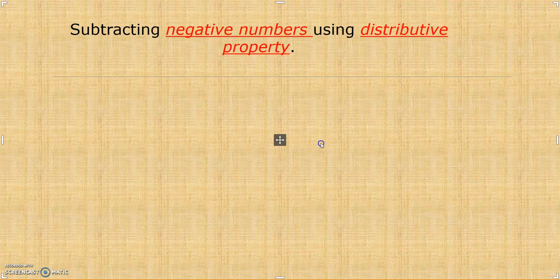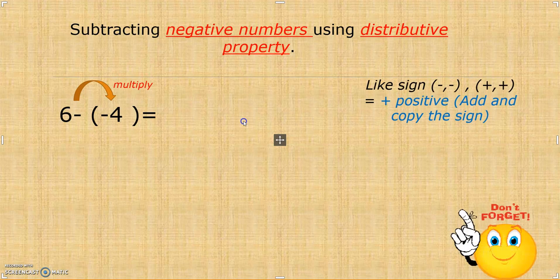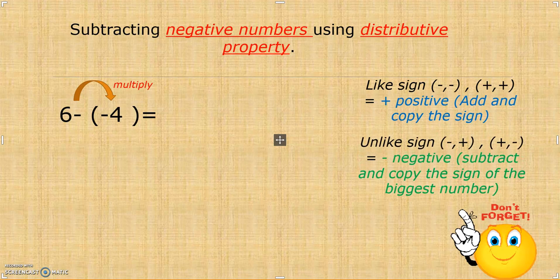The other way of subtracting negative numbers is also by using the distributive property. Here, we multiply the given signs, so we have negative times negative. To follow the rules: like signs, the answer is positive. Unlike signs, the answer is negative. Then subtract and copy the sign of the biggest number.